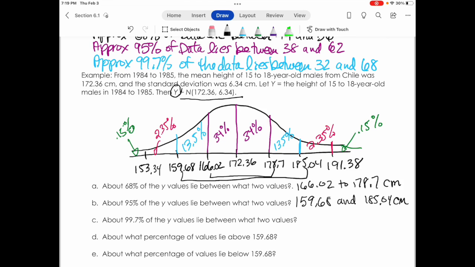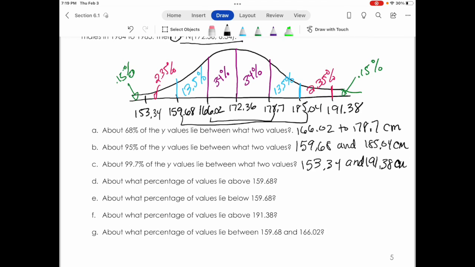Same thing now, we're going to go out one more standard deviation in either direction. It says about 99.7% of the y values lie between what two values? Now we're going out to 3 standard deviations, so that would be between 153.34 and 191.38 centimeters. Now, looking at these, now we're going in reverse where they're giving us the heights and we've got to figure out the percentages.